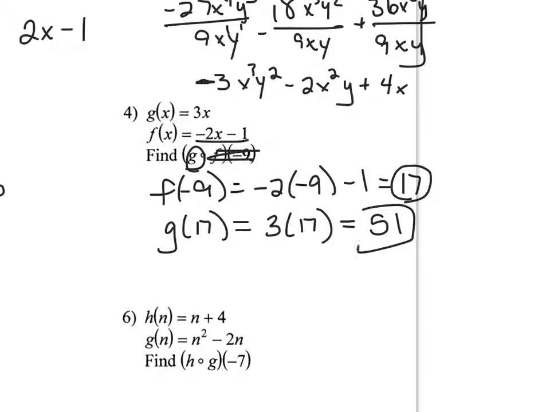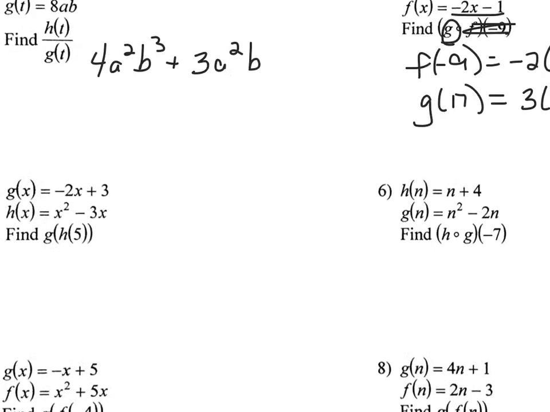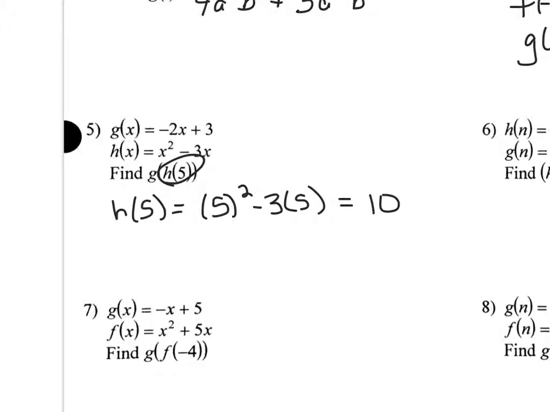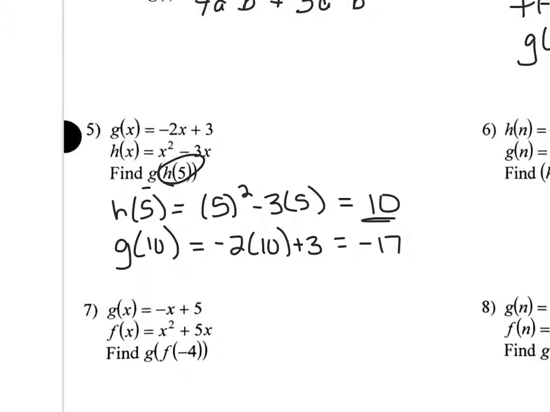So remember, the second answer is your real answer. I probably shouldn't have circled that one, but the second answer is your answer. So you just do that, whatever letter is closest to here. So h of 5 is the first one I see, so I do that. 25 minus 15. Okay, so that's 10, and then that answer that you get, you plug into the G. And that's -17.